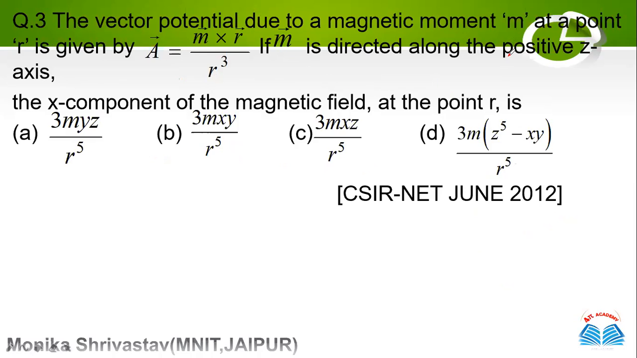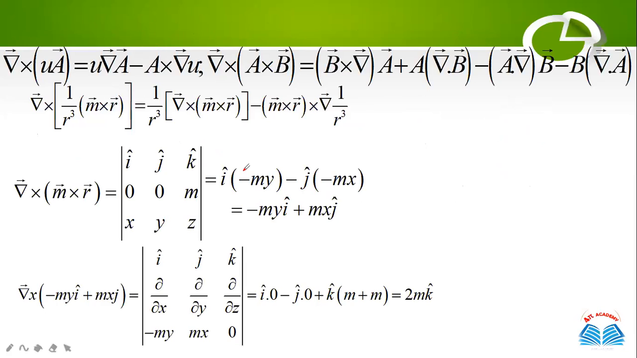Next question is the vector potential. Again the same question: A is given and you have to calculate the magnetic field, that means B. The vector potential due to magnetic moment M at a point R is given by A. If M is directed along positive Z axis, the X component of magnetic field at point R is... You know the recipe, what you have to do: B equals del cross A.